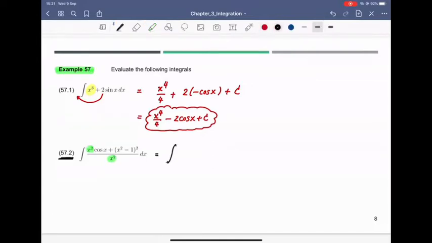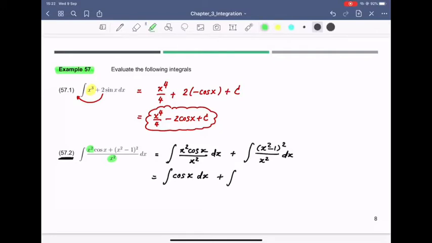So I have integrate x squared cosine x over x squared dx, right? And then plus integrate (x squared minus 1) squared over x squared dx. Well, I can split it into 2 pieces because of the sum and difference rule of integration. And then after that, I can cancel x squared. So the first term is gonna have just cosine x. And the second term, I am going to expand my numerator here.